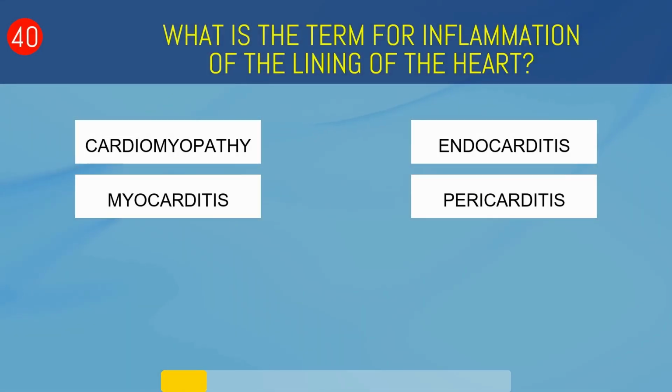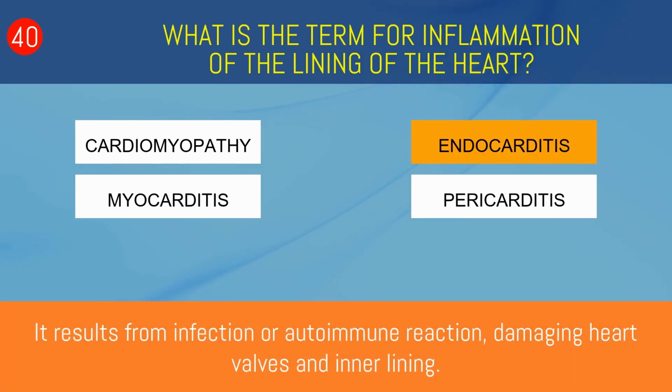What is the term for inflammation of the lining of the heart? Cardiomyopathy, myocarditis, endocarditis, or pericarditis? Endocarditis. It results from infection or autoimmune reaction, damaging heart valves and inner lining.